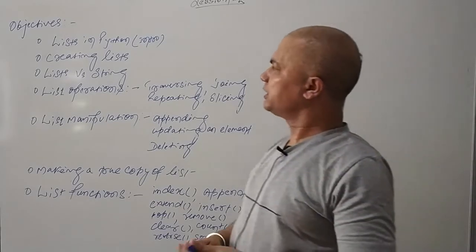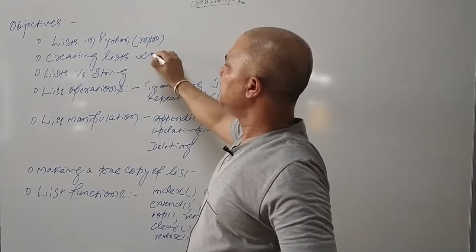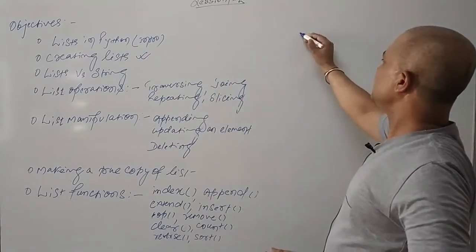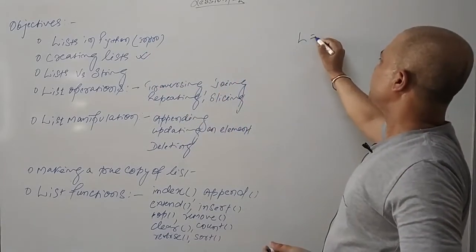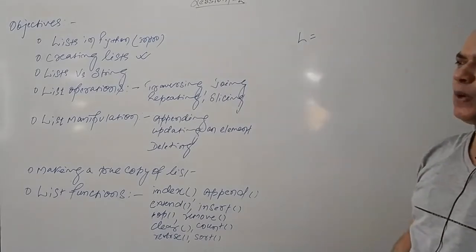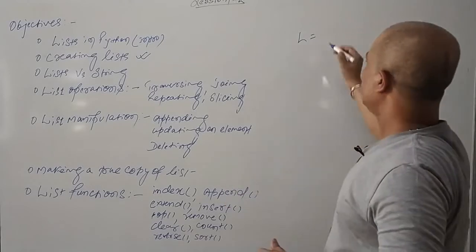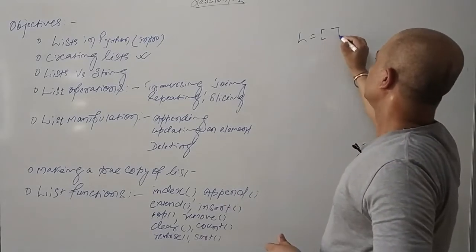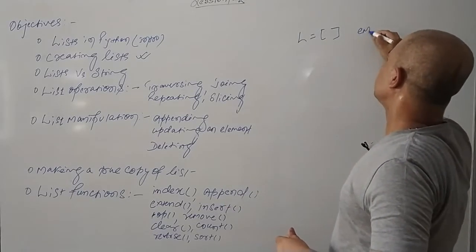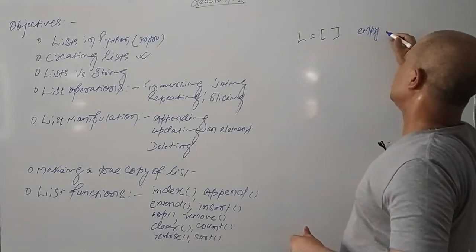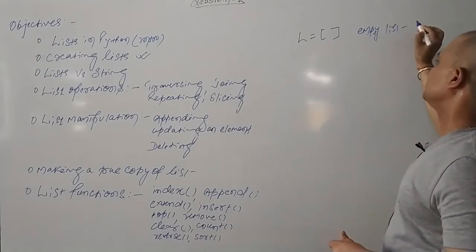Now the second objective, as you can see, creating a list. To create a list, you can take any example, that is L equal to, L is a list here. You can say L, you can say L1, any variable name you can use, and equal to mid bracket. This will simply create an empty list in Python.